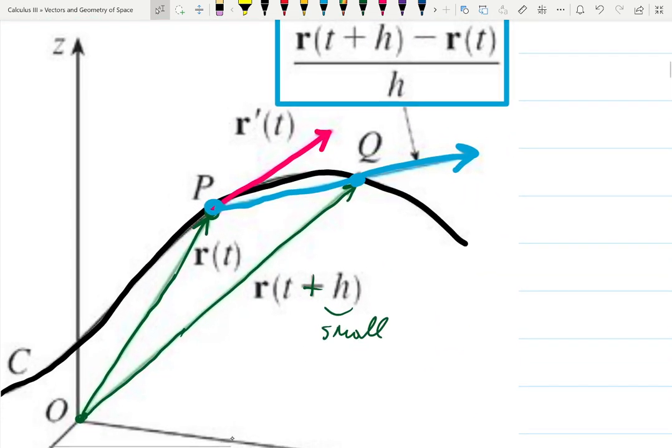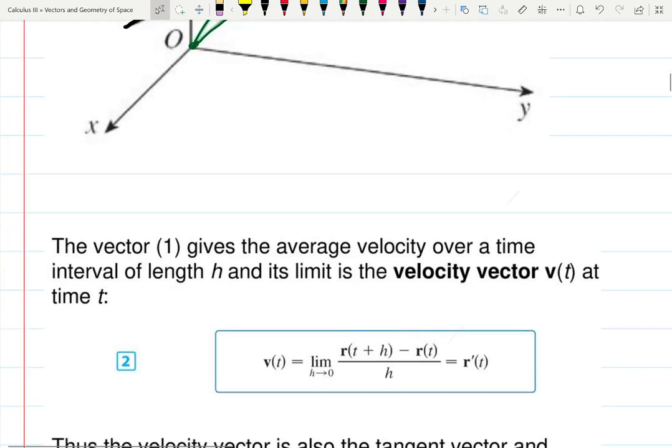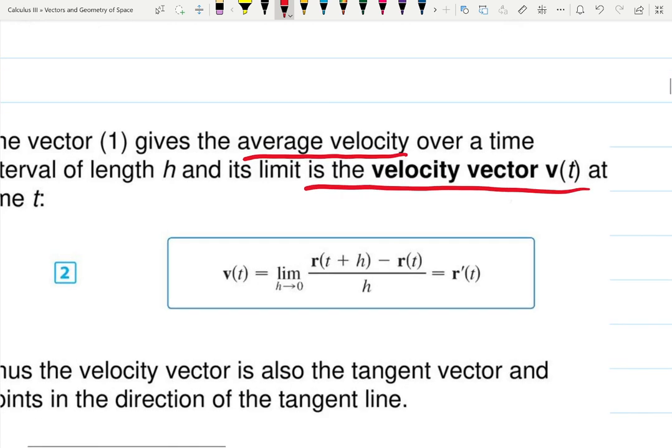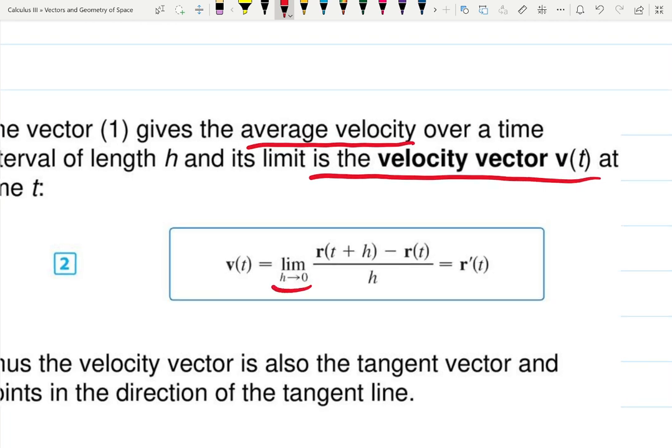I want this step size to be as small as possible, right? This is how we teach it in calculus one. Let's make the smallest change. Because when I shrink Q towards P, at some point they will match. When they match, the secant line, in this case the secant vector, becomes the tangent vector. The secant vector gives the average velocity. And I don't want an average speed of the fly. I want the instantaneous speed of the fly over the time interval of length h. If you take the limit and make the interval go to zero, this gives you r prime. This is how r prime is defined.